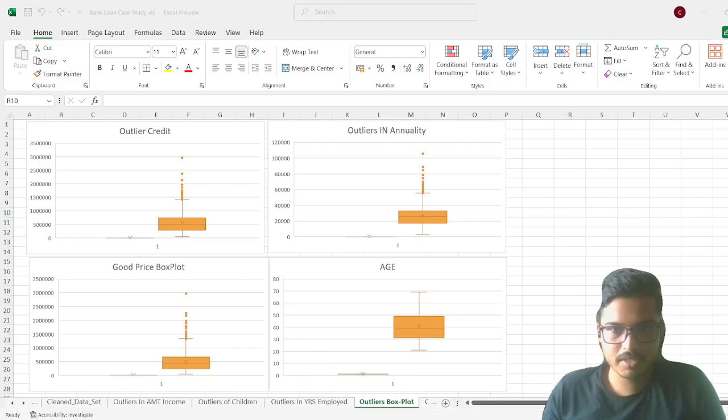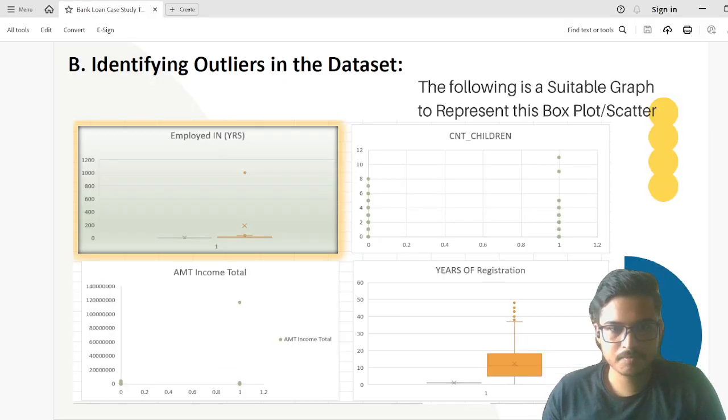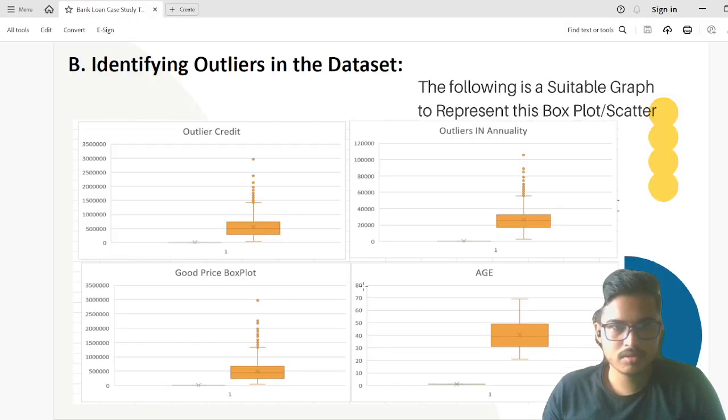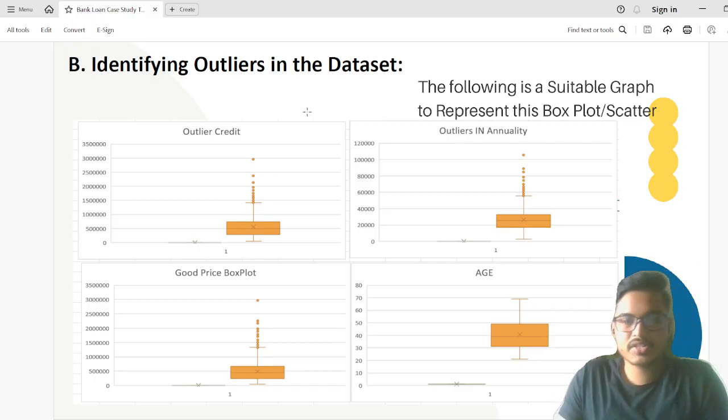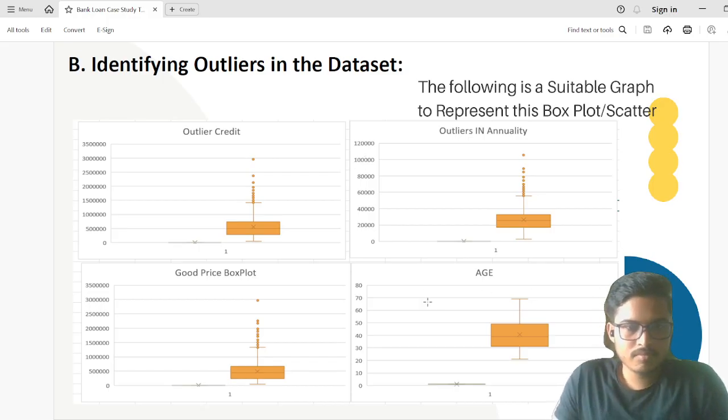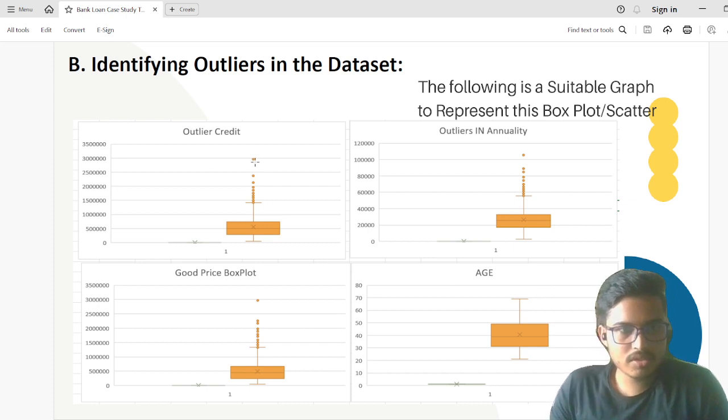Let's jump back to the PPT to the next slide. Here we go. So the following is the graph to represent this. To represent this, we have to use the box plot and scatter plots, like the outliers in the credit, which was almost 30 lakhs, and in the goods price box, it was also around 30 lakhs. This can be considered an outlier because this is much higher than the normal data set.